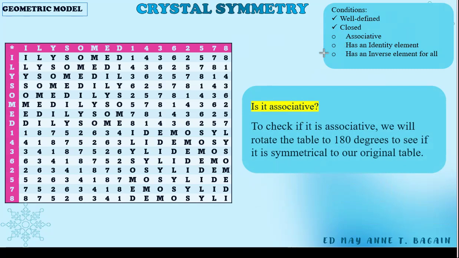Is it associative? That would be the question. To check if it is associative, we will rotate the table 180 degrees to see if it is symmetrical to our original table. So after rotating, let's see what it would look like. And also, we all know that associativity means that for any three elements A, B, C, the equation A star B star C is equal to A star B star C holds. So let's check if it will still be the same.